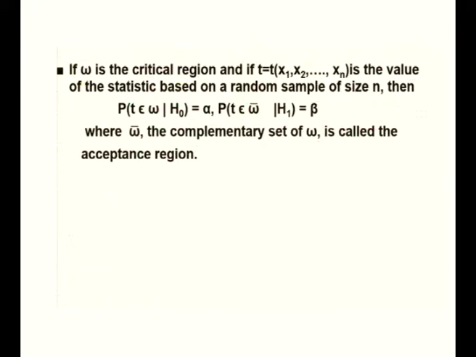If omega is a critical region and if t is equal to t of x1, x2 up to xn is the value of the statistic based on a random sample of size n, then the probability of t belonging to omega where H0 is true is alpha, and t belonging to omega bar such that H1 is true is equal to beta, where omega bar is the complementary set of omega and is called the acceptance region. We talked about the critical region, and the region where the critical region is rejected is called the acceptance region.